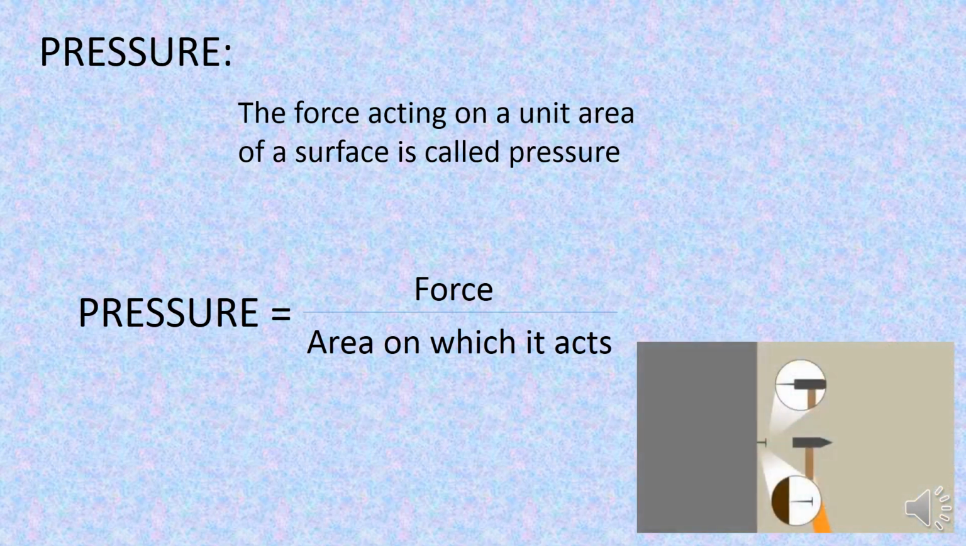Okay, so again, if you consider the example of the nail, the area of the pointed end of the nail is much smaller than that of its head. So the pressure we apply on the head of the nail, if that much pressure we apply on the pointed end of the nail, then that pressure will be sufficient to push the nail into the wooden plank. Okay.